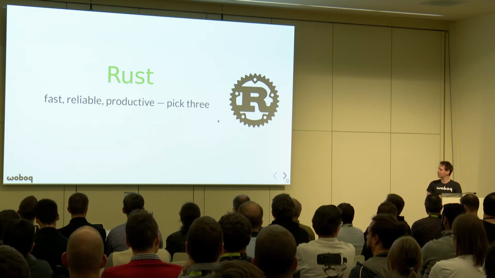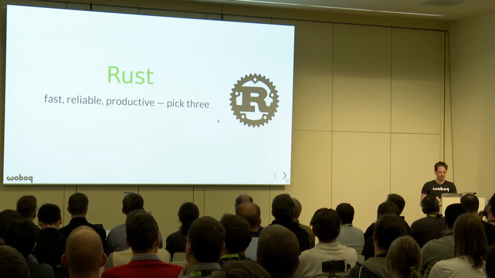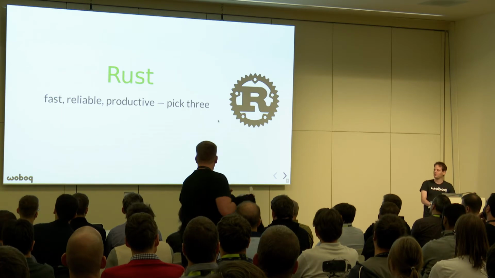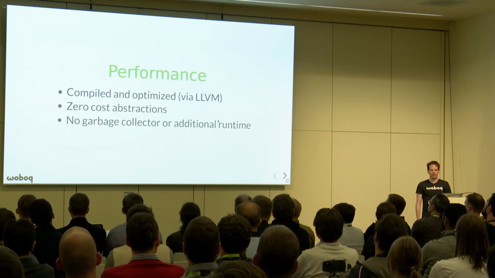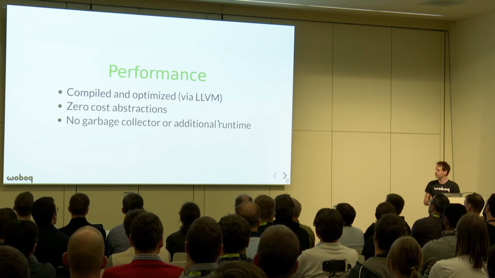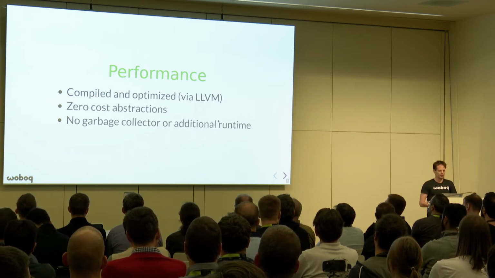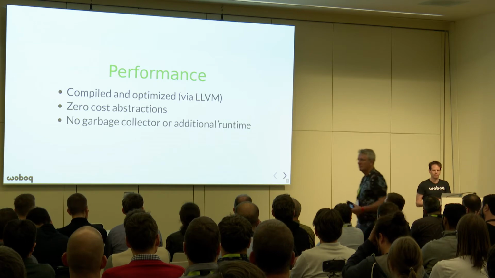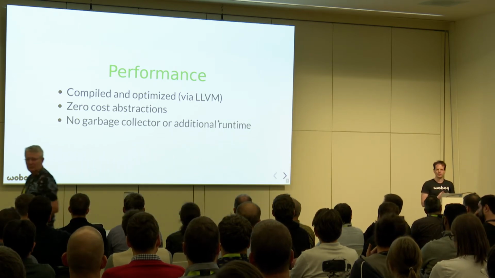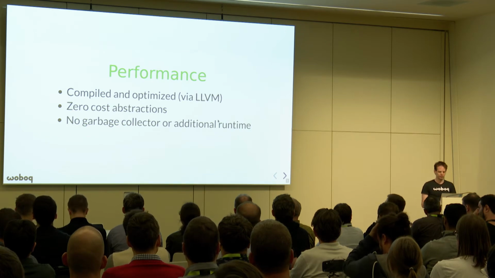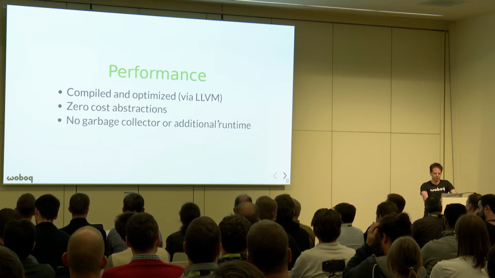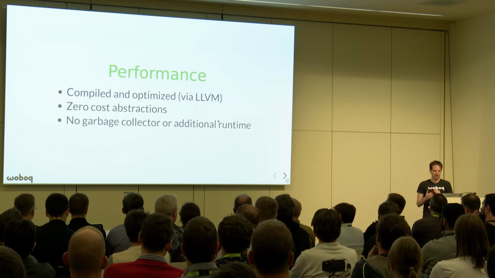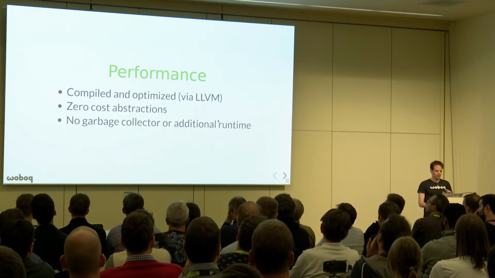So Rust is a new language, or relatively new. The 1.0 was in 2015, and their slogan used to be fast, reliable, productive, pick three. So fast because it's the same philosophy as C++. It's compiled and optimized with LLVM. It uses this concept called zero-cost abstraction, meaning that you do not pay for what you do not use. And when you use something, it's as fast as if you would write it yourself in the most performant way possible. So that implies that there is no garbage collector or additional runtime. So same as C++.